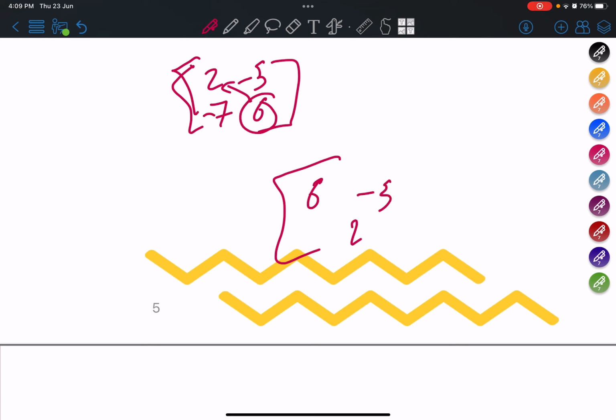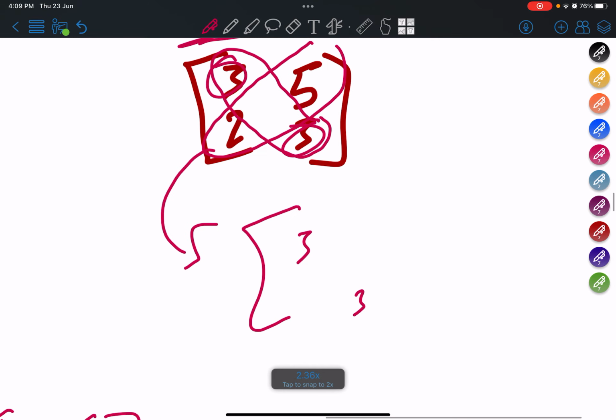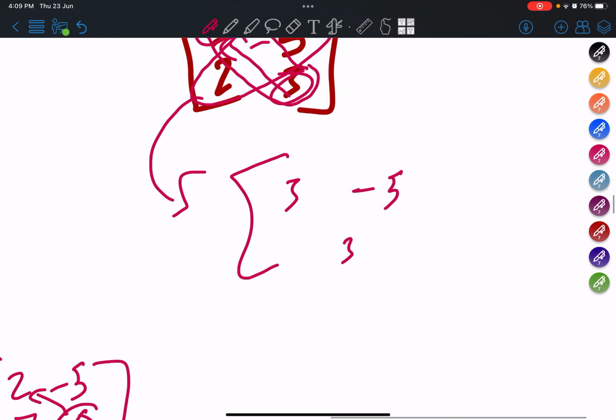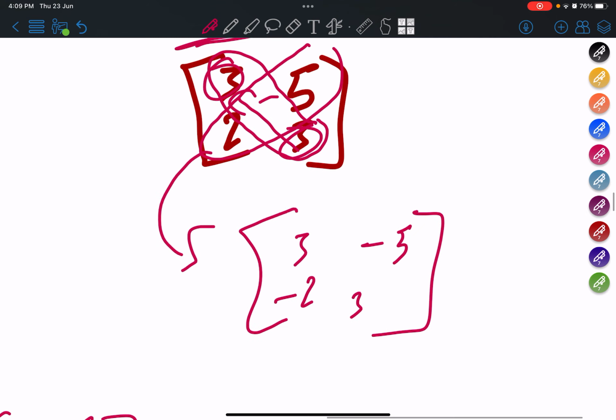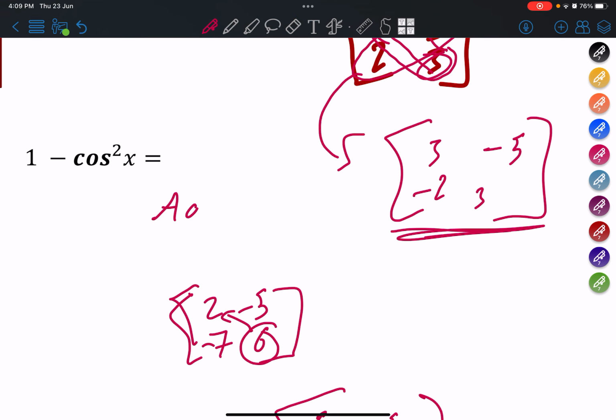So we'll write negative 5 and negative 7. Okay, so here what do we have? 3 and 3 we switch positions, and finally we have to make 5 negative, and we have to make 2 also negative. And in case one of them were already negative, we'll make them positive. Just take the opposite sign. Okay, so this is the adjoint. That's what it's equal to.